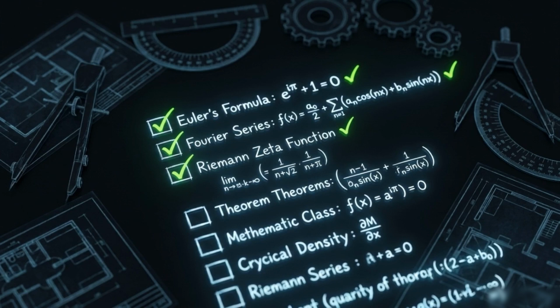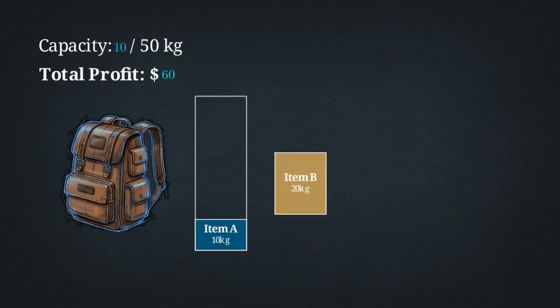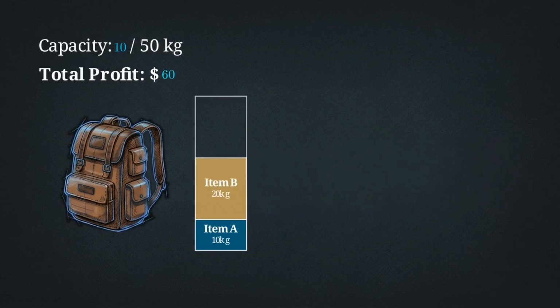Sorting the items by their ratio eliminates all guesswork. The problem becomes a strict mathematical checklist. Item A's 10 kilograms fits perfectly, jumping profit to $60. Next, item B's 20 kilograms goes in whole. The bag hits 30 kilograms, profit climbs to $160.